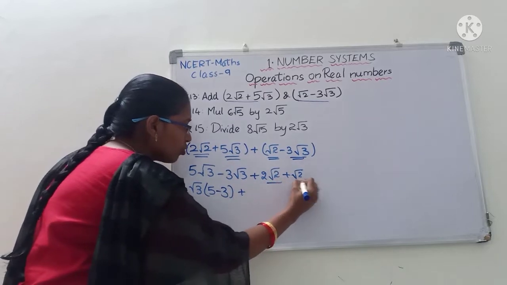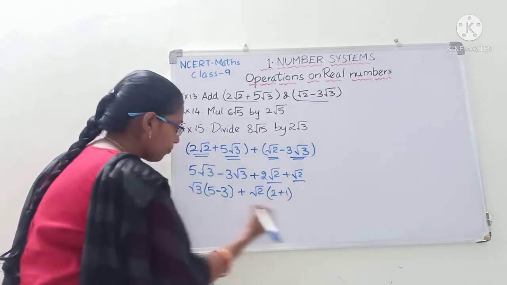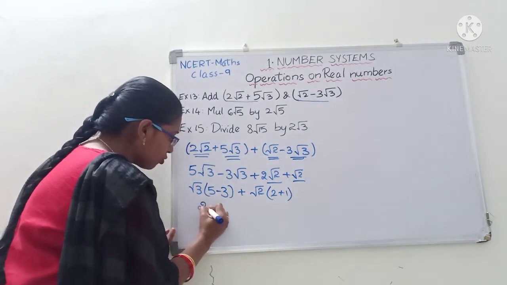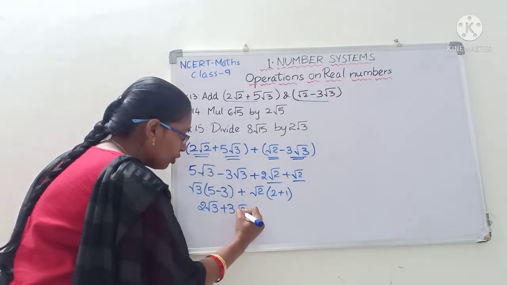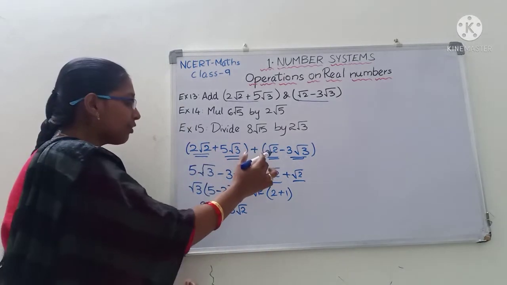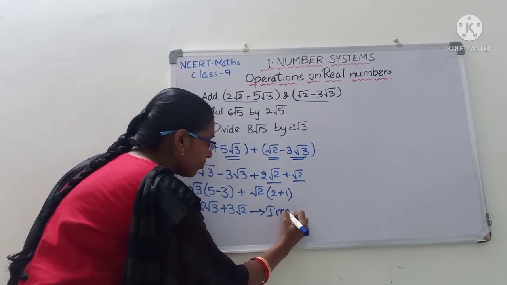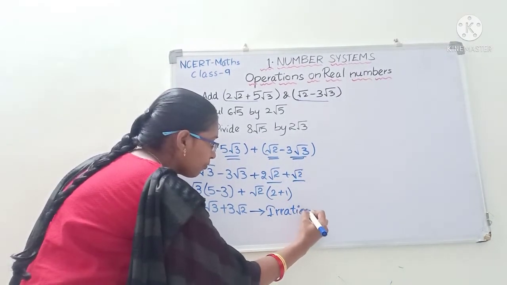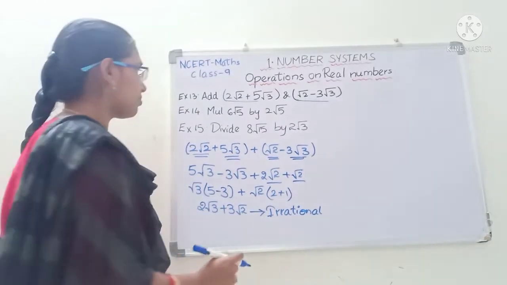Plus from these two, take root 2 as common. 2 plus 1. So 5 minus 3 is 2. 2 root 3 plus 3 root 2. What did you get, children? When you added two irrational numbers, you got an irrational number again.